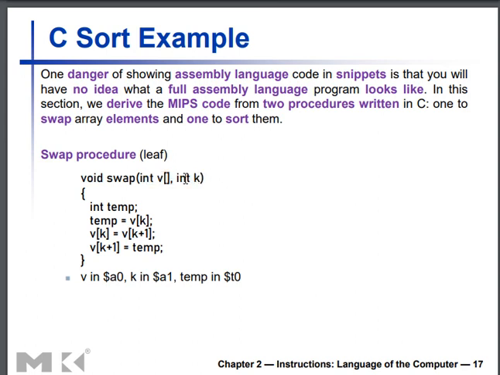What are the values I'm going to pass? It is V, meaning an array. You are going to pass an array along with K. K is the index of an element in the array.